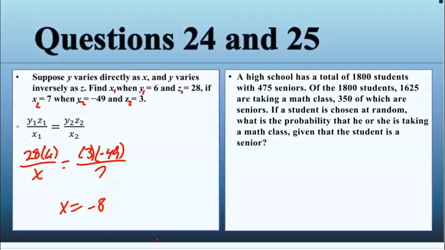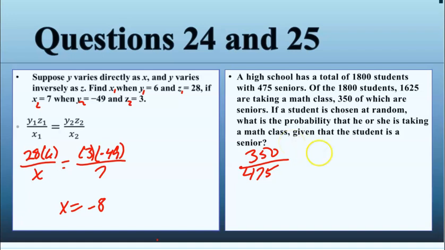Question 25. A high school has a total of 1,800 students with 475 seniors. Of the 1,800 students, 1,625 are taking a math class, 350 of which are seniors. If a student is chosen at random, what is the probability that he or she is taking a math class given that the student is a senior? So we know that they are a senior, and there are 475 seniors in the school. Now, out of those 475, we want to make sure that they are a math student, and there are 350 seniors who are taking math.